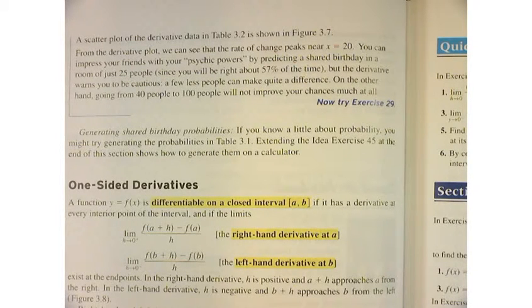You can impress your friends with your psychic powers by predicting a shared birthday in a room of 25 people.